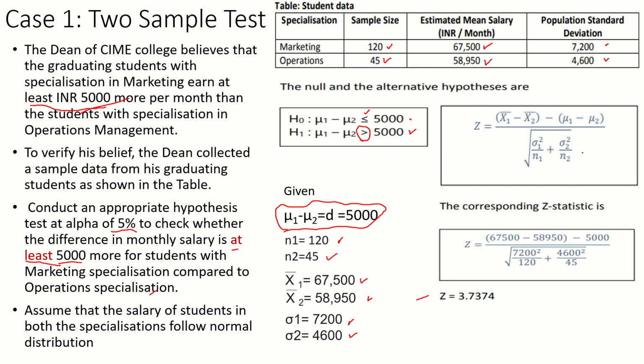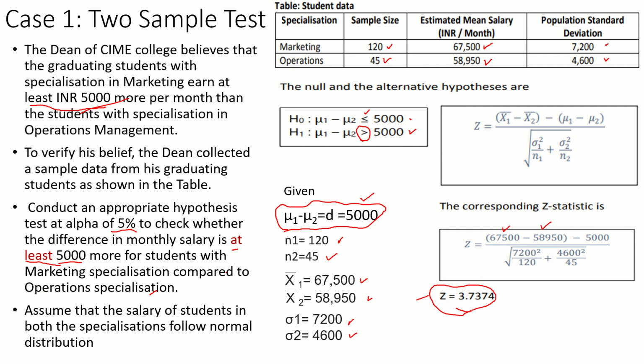So this is what we have done here. We put the values: x bar 1 is 67500, x bar 2 is 52950, minus 5000, that is mu1 minus mu2, which is given, divided by the square root of 7200 squared divided by 120 plus 4600 squared divided by 45, equal to the Z value. This is the Z calculated, or test statistic.